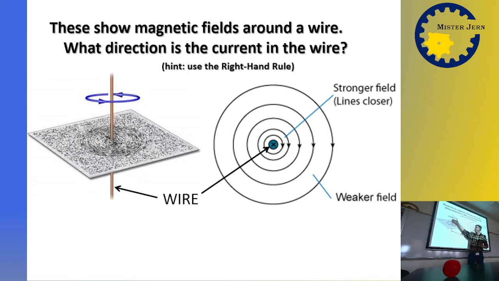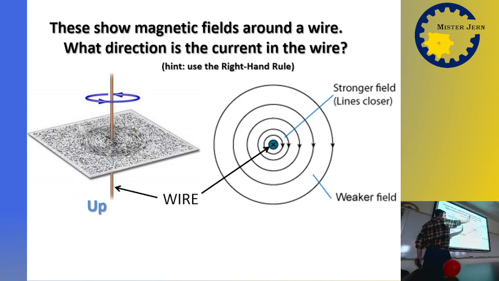So for this first one, it seems to be curling around this way. So I'm going to curl my fingers around like this. And when I close my fist and stick out my thumb, that tells me that the current is going up. For this one, the magnetic field is going around this direction. And so if I curl my fingers like this, that direction, and my thumb pokes out, it's going into the screen.